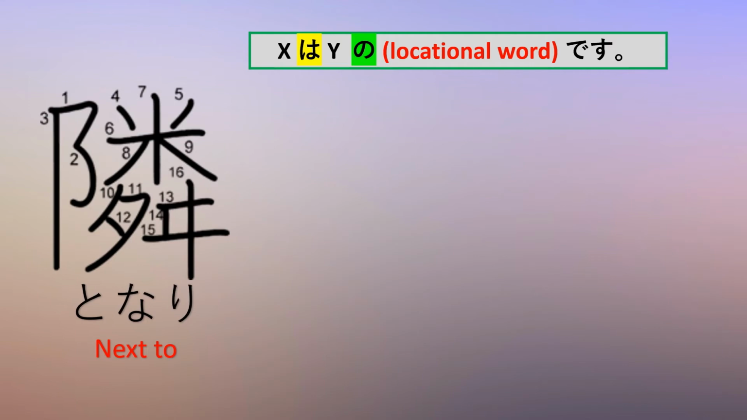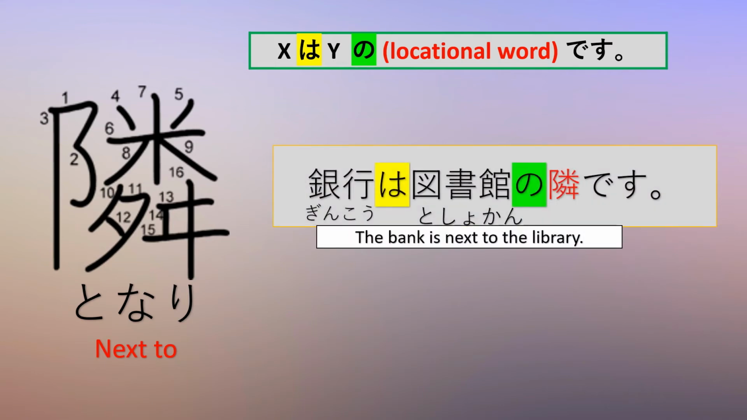Next. Tonari, next to, or beside. Ginko wa toshokan no tonari desu. Here we use tonari to describe two people or two buildings, places that are found side by side. We use tonari if we are describing places, things, people, or buildings of the same type or category.